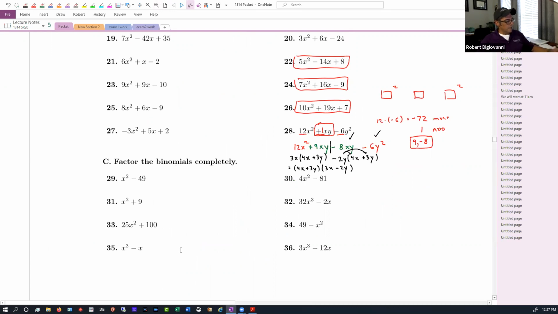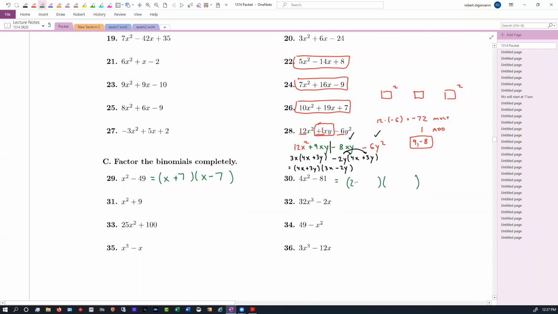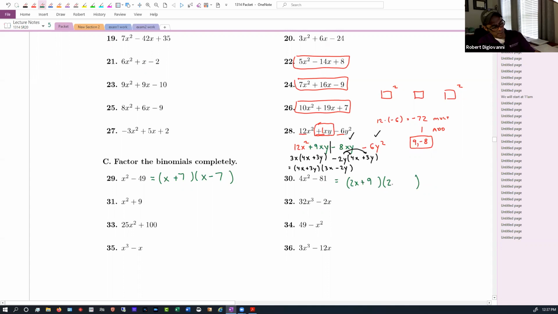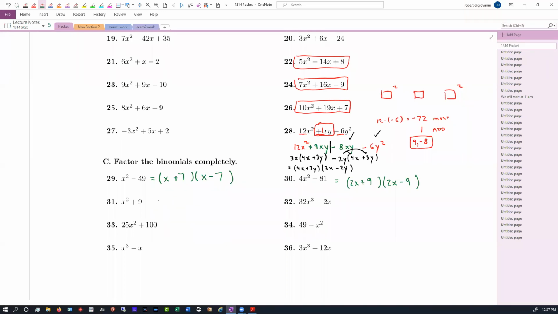Okay, let's look at number 29. So 29, we have 2 terms, right? There's a difference. So we already did this one kind of. It would be x plus 7, x minus 7. Does someone want to tell me about number 30? What 30 would be? 2x plus 9. Good. And 2x minus 9. There you go. How about number 31? Wouldn't that be a prime? That's prime. Good.